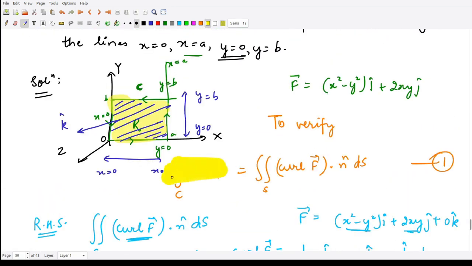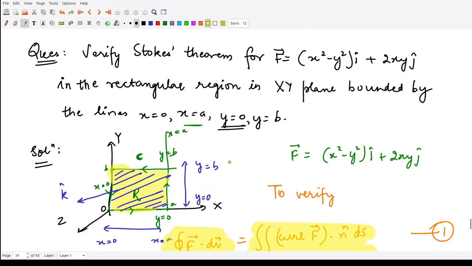So we have verified that the line integral of the vector quantity F dot with the r vector is equivalent to this surface integral for the vector F, and the region is defined to be the rectangular region in the xy plane. So I hope you understood this theorem and how we can apply this theorem.